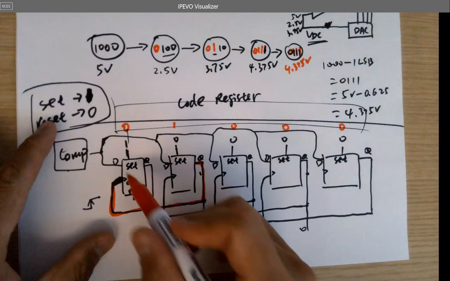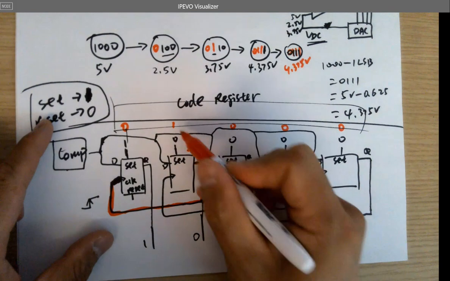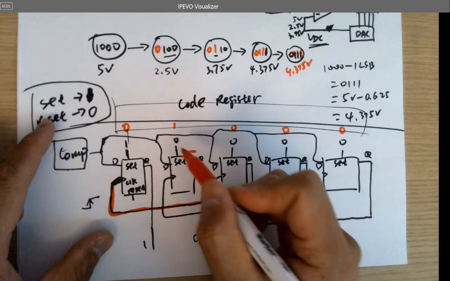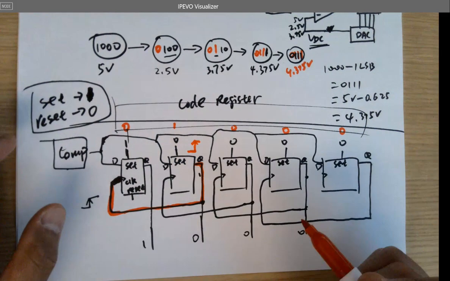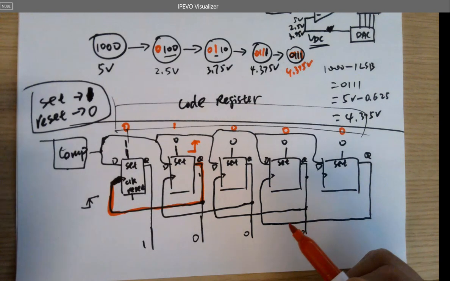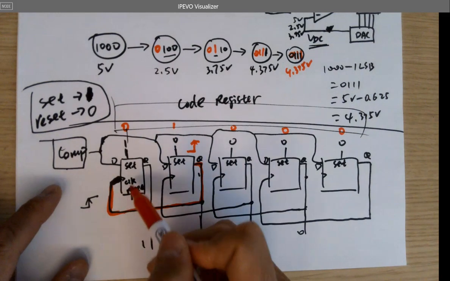So at a moment, Q was 0, and after the first cycle, at the beginning of the next cycle, it becomes 1. So there will be a rising edge for Q. Does that make sense? Q changes from 0 to 1, so there will be a rising edge. And Q is being shorted to the clock of the previous one, the first one, okay? So it's going to give a rising edge to the clock of the previous one.